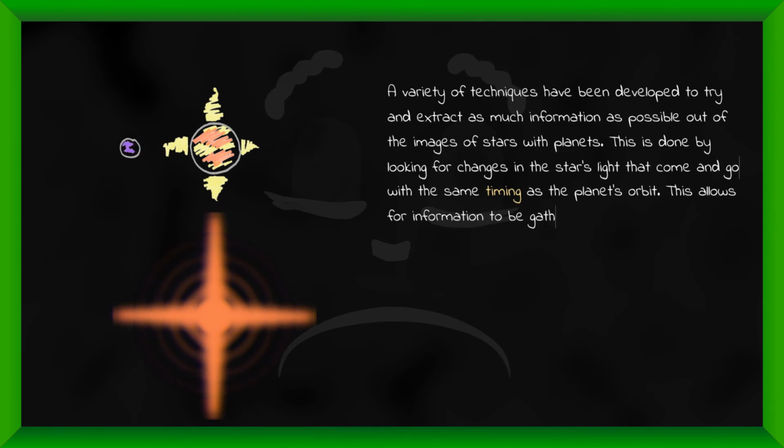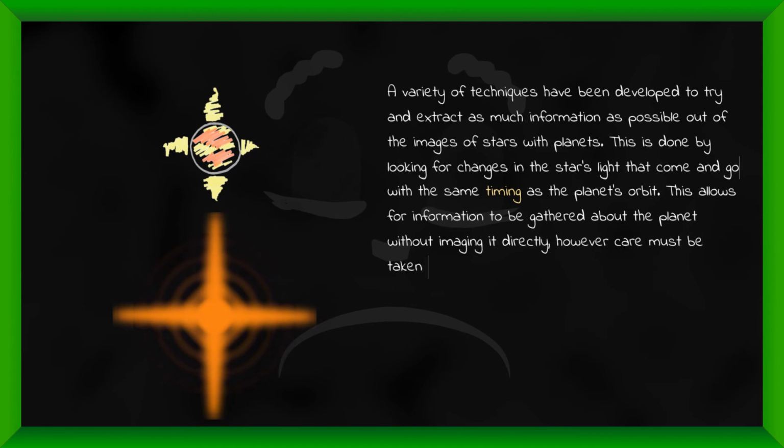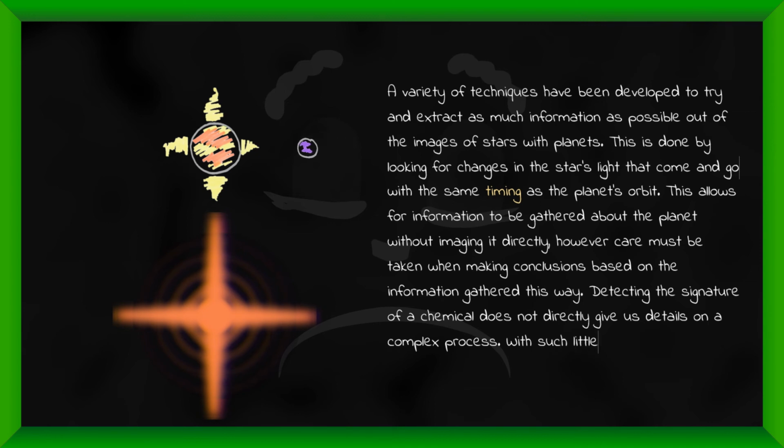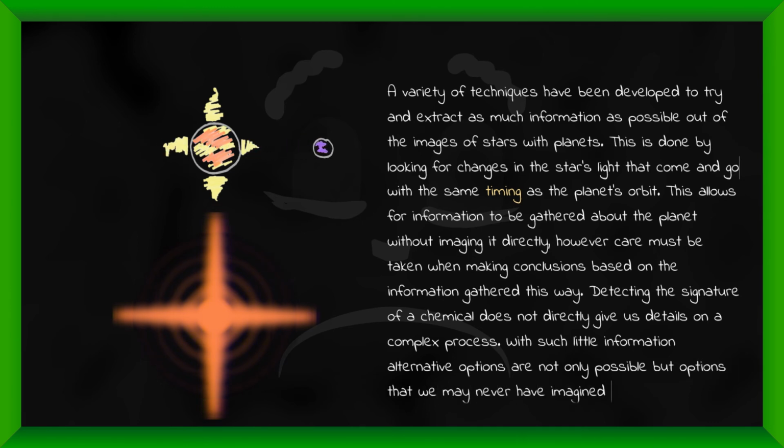However, care must be taken when making conclusions based on the information gathered in this way. Just because a change takes place with the same period of the planet doesn't necessarily mean that the light that we're seeing is coming from the planet. Also, detecting the signature of chemicals does not directly give us details on complex processes. However, it does give us extra information to add to our simulations. The fact that our explanations may not be 100% accurate doesn't change the incredible amount of information we have been able to gather about these planets.